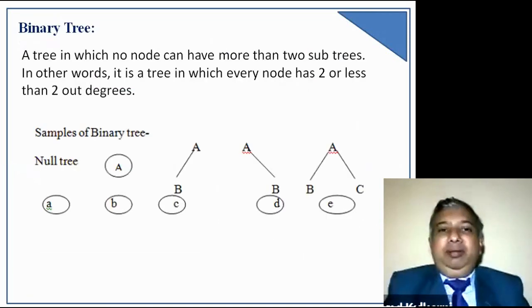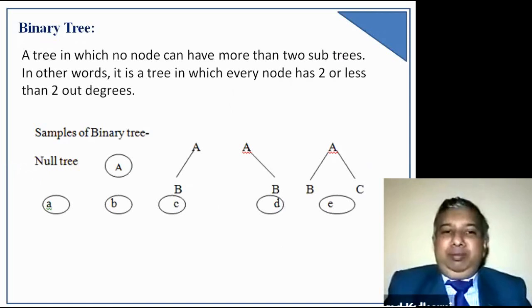Binary tree. A tree in which no node can have more than 2 subtrees is known as a binary tree. In other words, it is a tree in which every node has 2 or fewer out degrees. Some sample binary trees are given here. Null tree, it is also called a binary tree. A tree with a single node, a tree which has one root node and one child, and a tree which has 2 children.